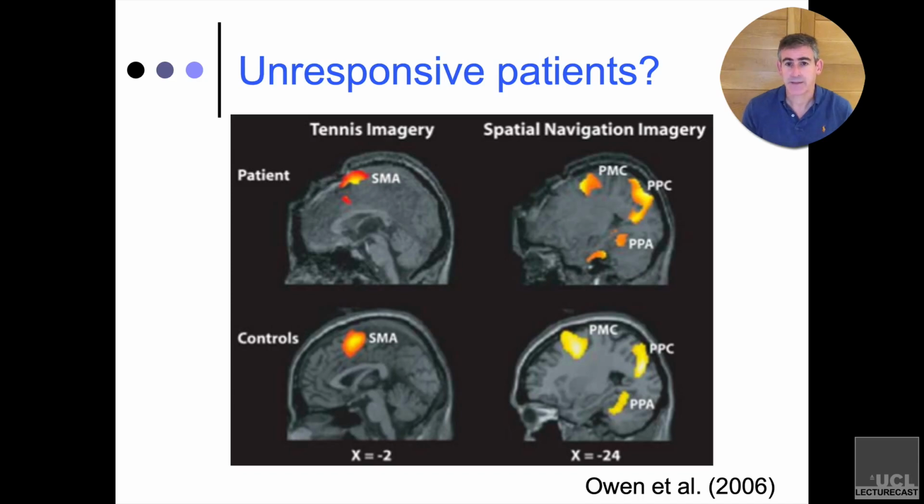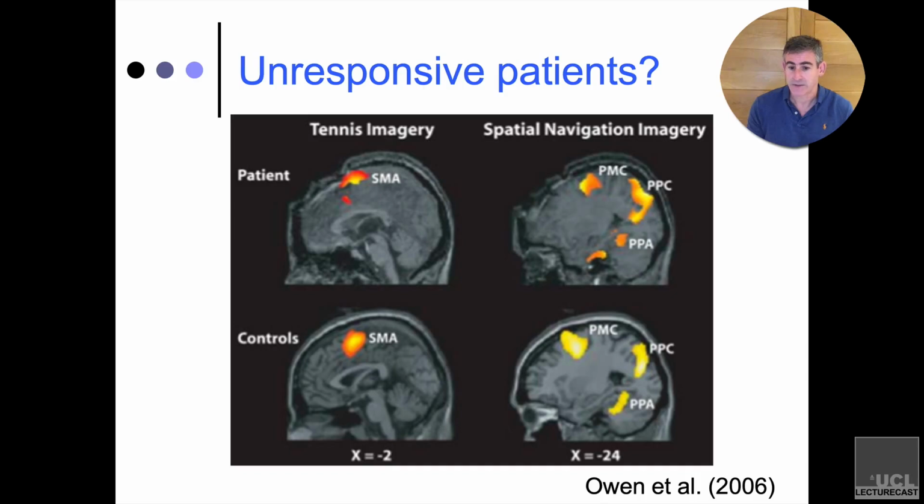And the thing is, if you do it in normal healthy subjects, which is what's shown here on the bottom of this slide, there's a big difference in the activation. So when you imagine playing tennis, you get this very robust activation along the midline in an area called the supplemental motor area, or the SMA. In contrast, when you ask people to imagine walking from their bedroom to their kitchen or vice versa, then you get this set of regions that's a real spatial navigation system, from what's called the parahippocampal place area through the posterior parietal cortex into parts of the lateral premotor cortex.